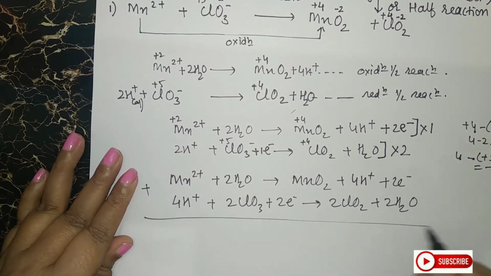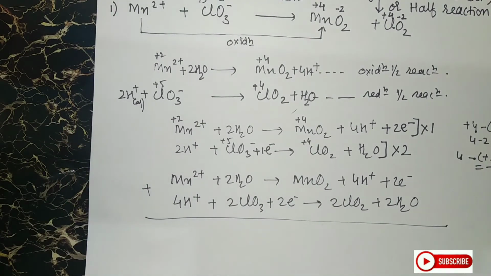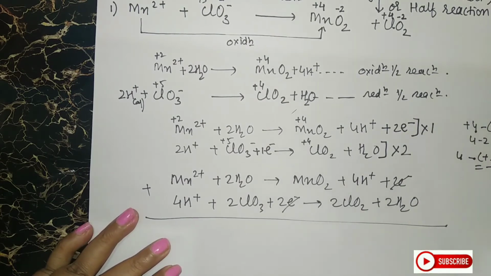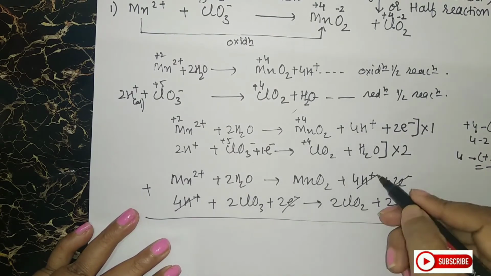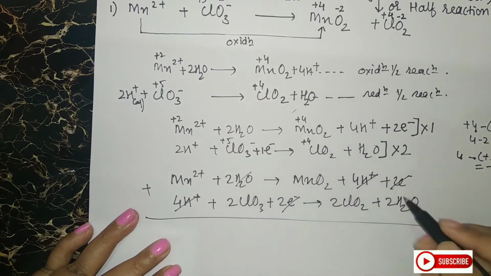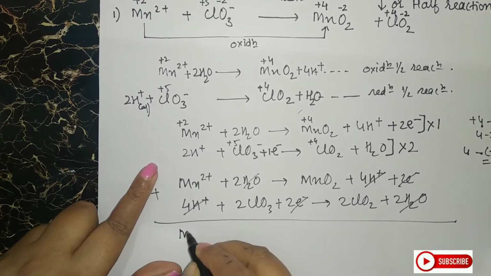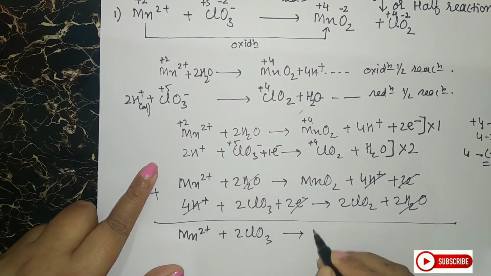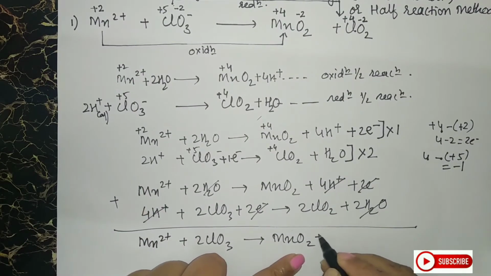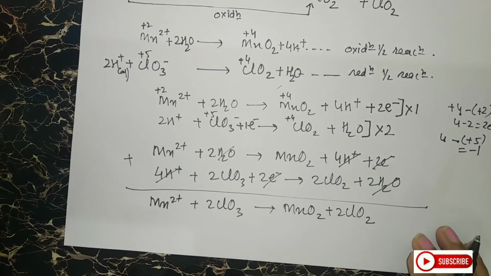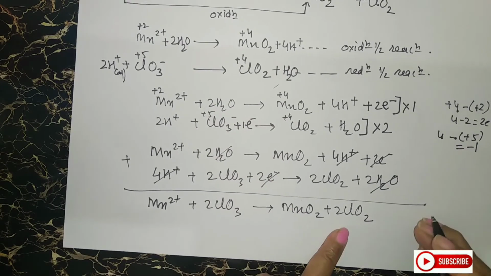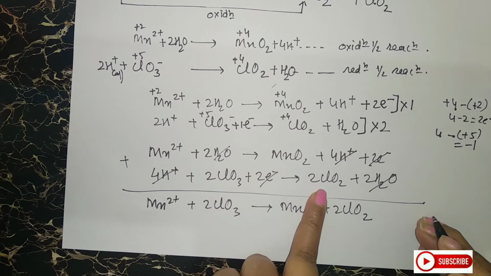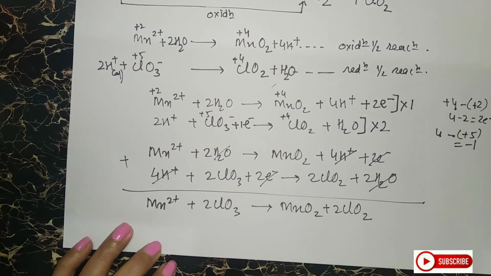Now you add the equations and cancel all the things that are common. So I will cancel 2 electrons on both the sides. I will cancel 4H+ on both the sides. What else you can cancel is water. Now what is remaining is Mn2+ plus 2ClO3-, gives MnO2 plus 2ClO2. So if I see this, the equation is balanced in terms of atoms and ions. So this is how you have to balance the equation.